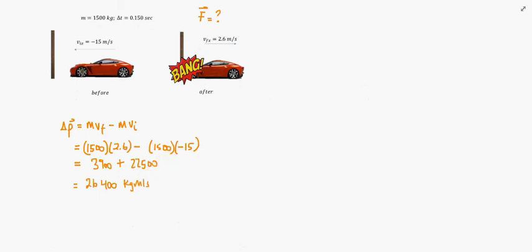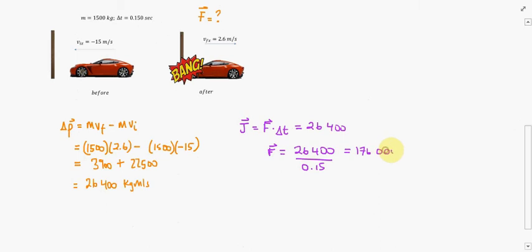Okay, so what would be the force of impact? So we know already from the previous question that the impulse is equal to the force times this change in time, which has to then equal this 26,400. So the force of impact is going to be equal to 26,400 divided by 0.15, which is the time of the collision, and that gives me 176,000 newtons of force, which is again very, very large.